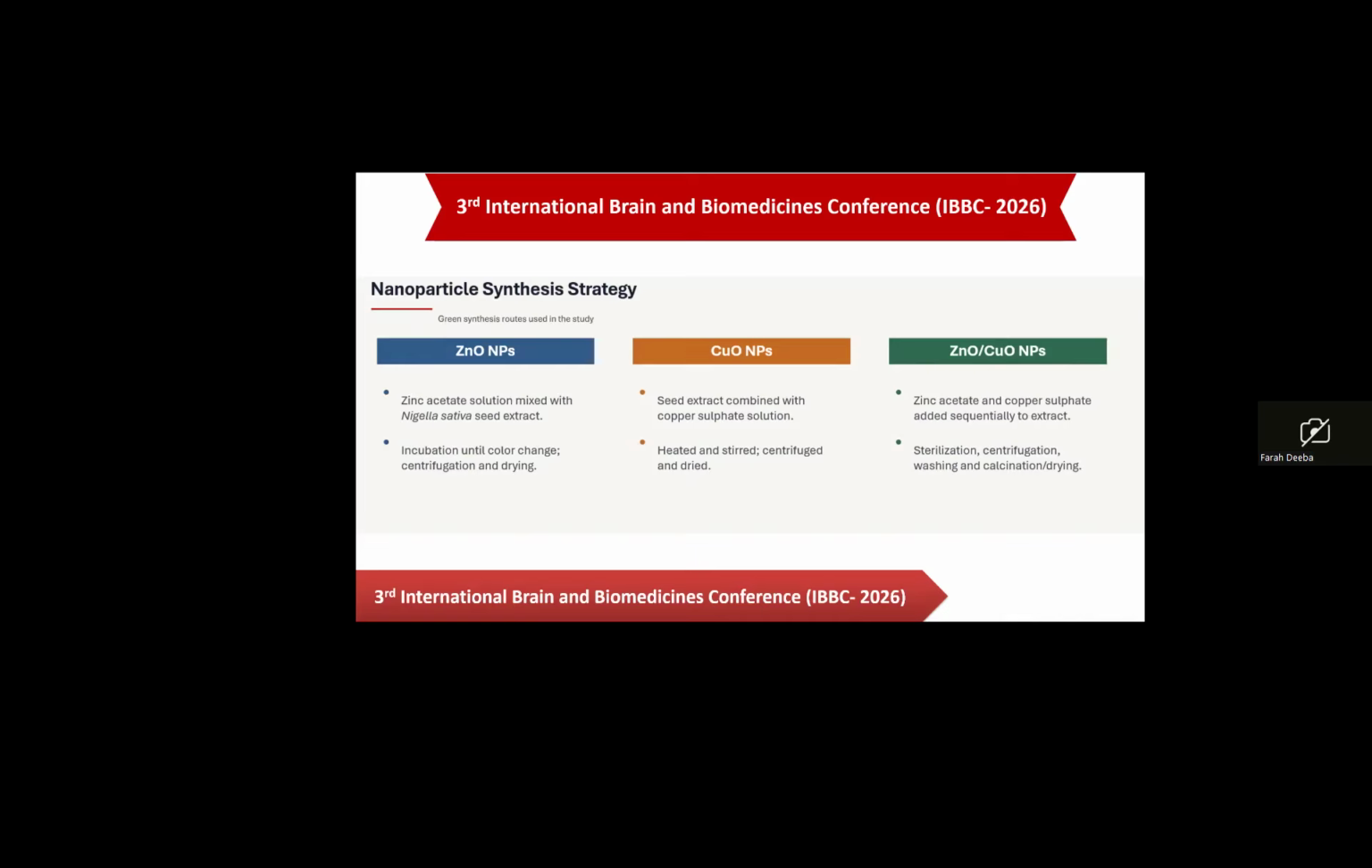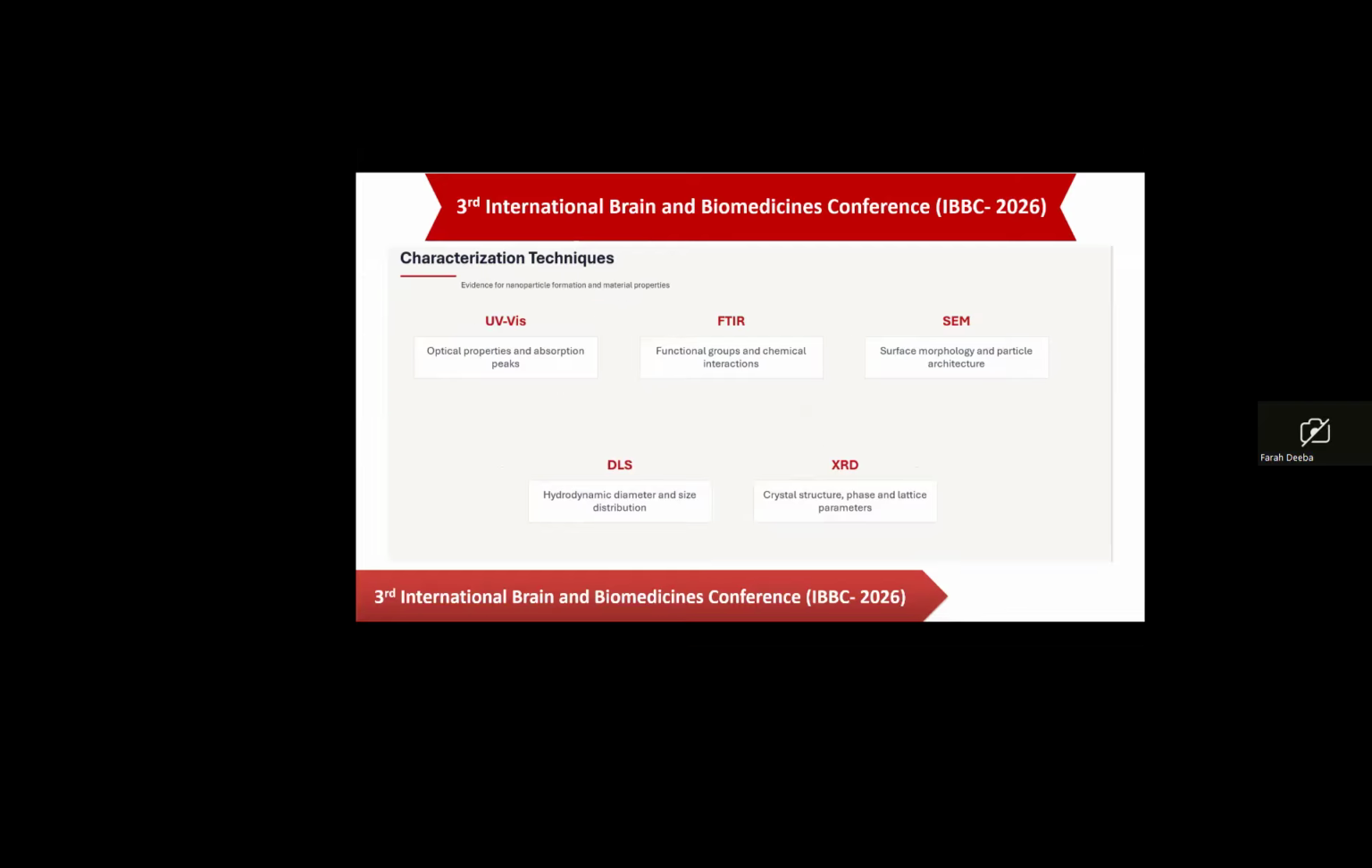The nanoparticle synthesis strategy is as follows. For the zinc oxide nanoparticles, zinc acetate was used as the precursor salt along with Nigella sativa extract. For copper oxide nanoparticles, copper sulfate was used as the copper source. For zinc oxide-copper oxide nanocomposites, both zinc acetate and copper sulfate were combined with the plant extract under controlled heating and stirring conditions. The plant extract helped in reduction and stabilization of the nanoparticles. The final products were washed, dried, and stored for characterization and plant application after the process of calcination.